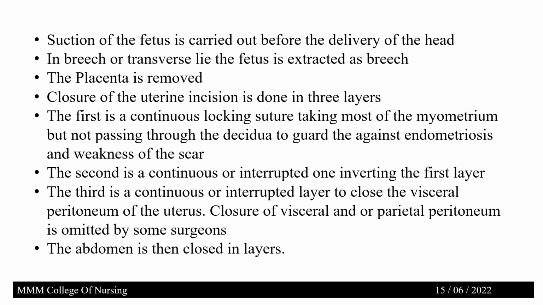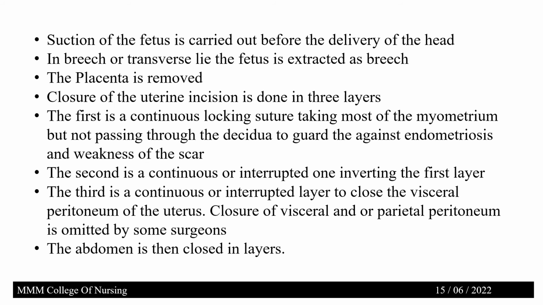Suction of the fetus is carried out before the delivery of the head. So once we see the mouth of the baby, we have to give the suction. In breech or transverse lie, the fetus is extracted as breech. The placenta is removed. The closure of the uterine incision is done in 3 layers. The first is a continuous locking suture, taking most of the myometrium but not passing through the decidua, to guard against endometriosis and weakness of the scar.